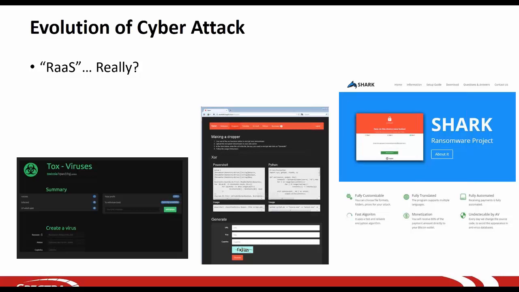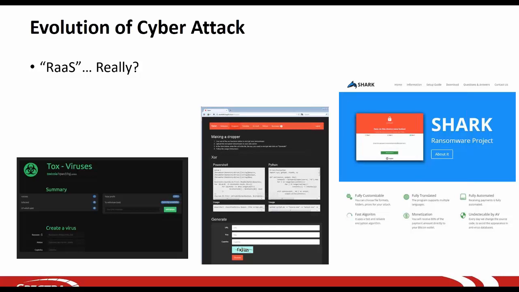Really? Yeah, really. These are examples of ransomware as a service applications from the dark web. I do not recommend anyone try to get there. It's a very common place for the hacker community. This one you see on the left, Tox viruses, was one of the first to be created. Basically, what you can do is use one of these applications to create a ransomware attack.